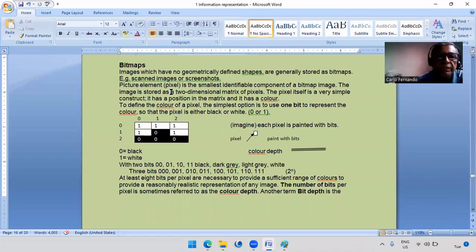A picture element, which is called a pixel for short, is the smallest identifiable component of a bitmap image. The image is stored as a two-dimensional matrix of pixels. Matrix, like a table. The pixel itself is a very simple construct. It has a position in the matrix and it has a color. So two-dimensional means there are two coordinates, not just one.